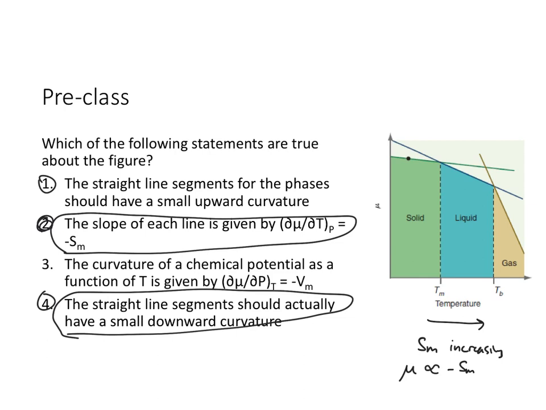Then number 3, which we're saying is false, is the curvature of a chemical potential as a function of T is given by the derivative of the chemical potential with respect to pressure at constant T. This little sub-statement right here actually turns out to be true. However, what is not true is that the curvature of the chemical potential as a function of T is going to be the derivative with respect to T, not the derivative with respect to P, like it says here.